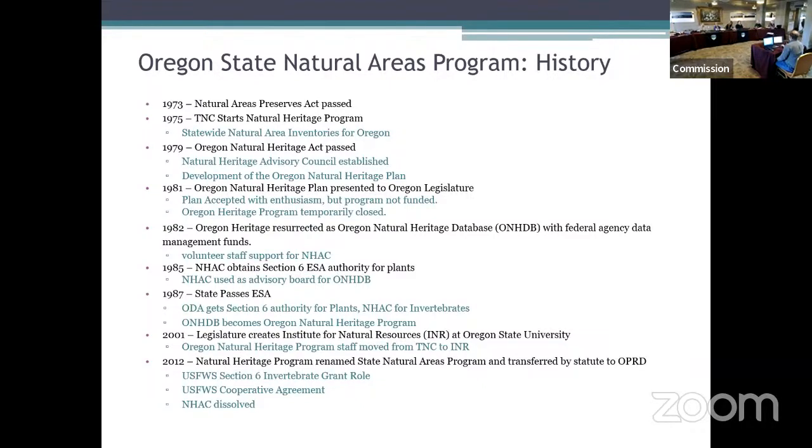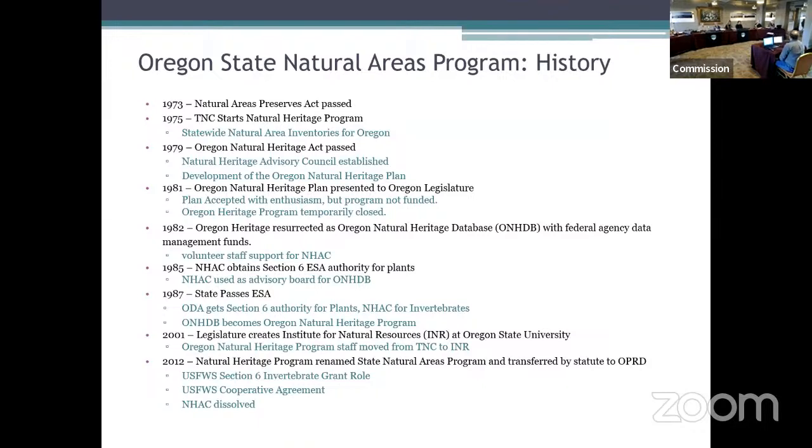In 1981, the state passed the first natural heritage plan. The legislature approved it, but the program wasn't funded. Through the 80s, they were underfunded, and the natural areas staff came from the Nature Conservancy. They were the Natural Heritage Advisory Council, and they advised and worked with the Federal Research Natural Areas Committee to do the majority of the work here. The state agency wasn't pushing it. The Department of State Lands was involved, but most of the work was happening by the Natural Heritage Advisory Council.